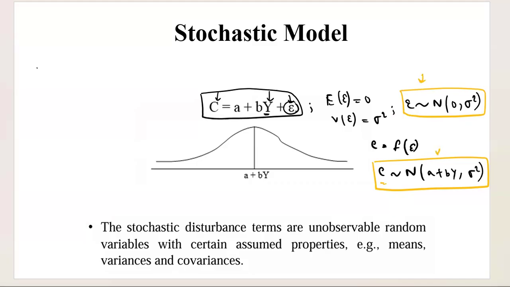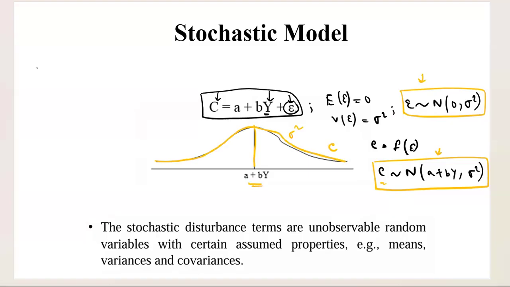And if you have this relationship, then this is the consumption function. This is what the function C will look like. It is a normal curve with average value A plus BY, and the corresponding variance is sigma square. I hope this is clear.